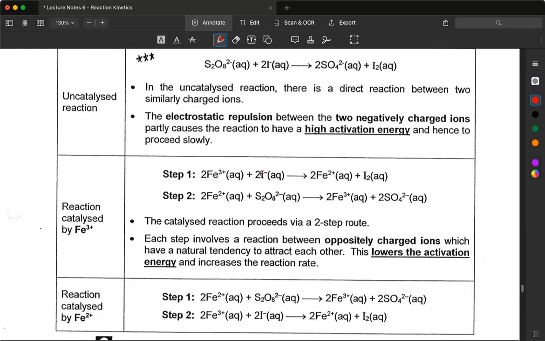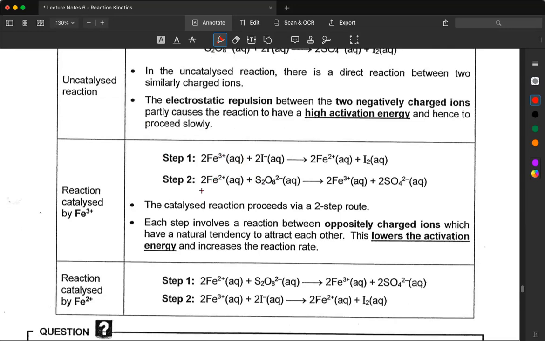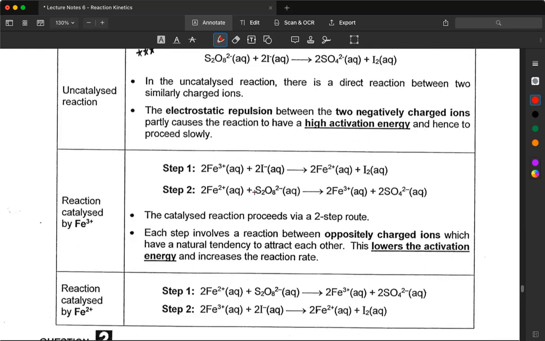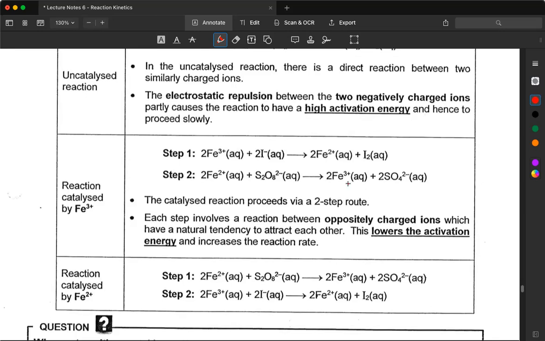For example, iodide cannot react with S2O8 2- directly because of repulsion between the similarly charged ions. Your Fe3+ can come in, which is of different charge to I-. This will help to lower the EA, meaning it allows the reaction to proceed in a different pathway. Instead of going this way, you're going another way, which also produces the same products, more effectively at a lower EA.